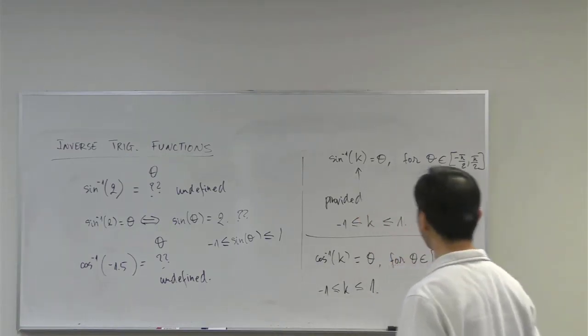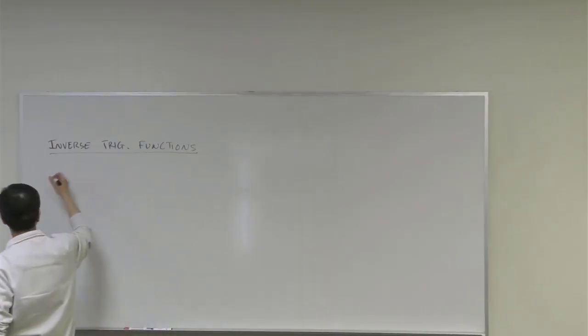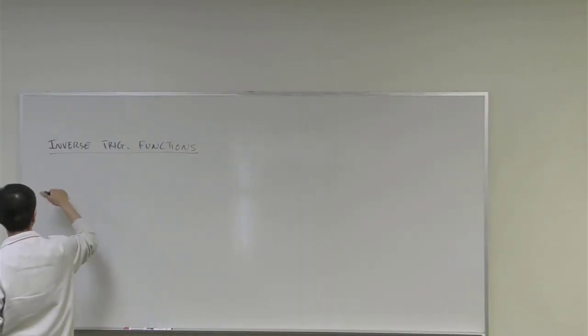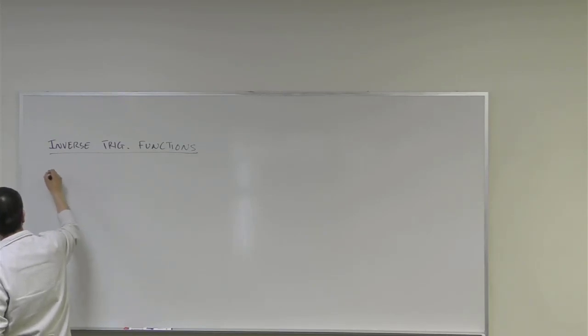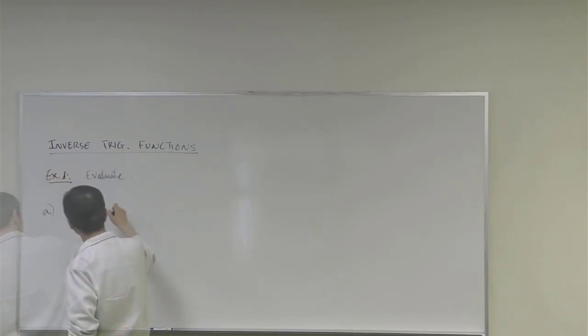Cosine inverse of -1.5 is going to be undefined. That gets into some actual problems, to set you guys into some good routine. Number 1. Number 2.